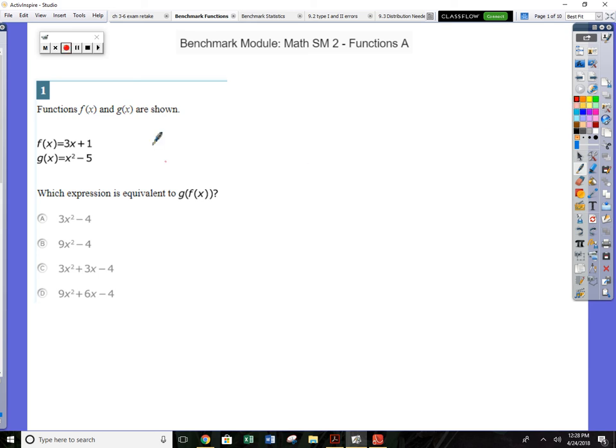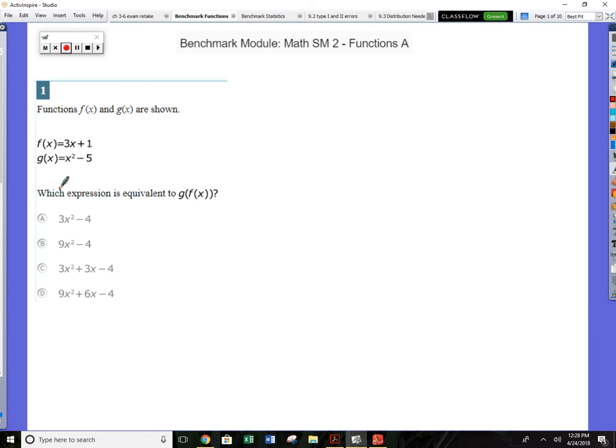So, number 1. Okay, look, this is function notation. Function F and function G. That's pretty simple. That's just an abbreviation. Maybe F is Freddy's function and G is Gary's function. F and G are just abbreviations. So F says this. It is the same thing as Y. Y equals 3x plus 1.